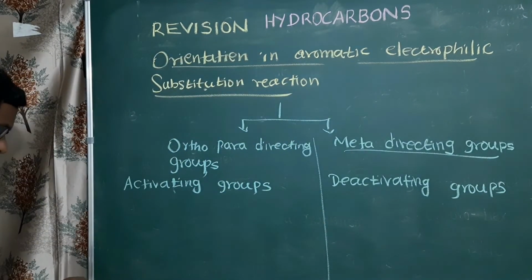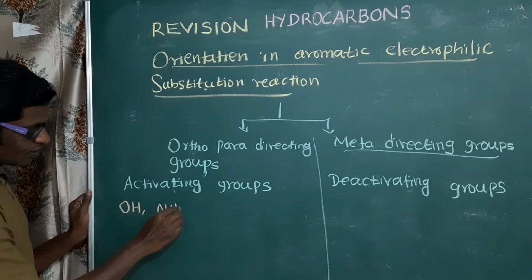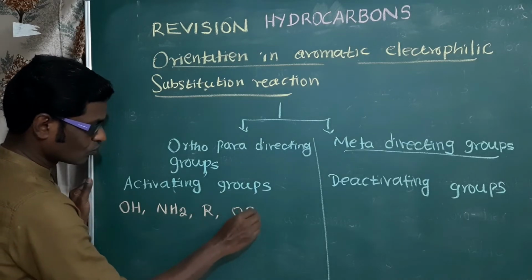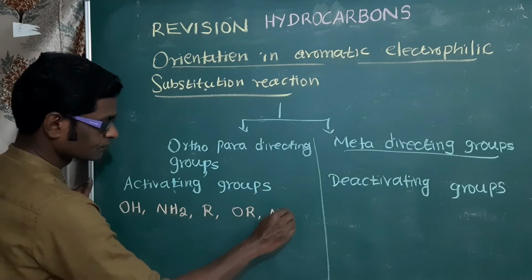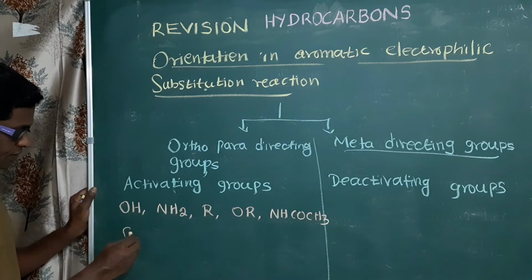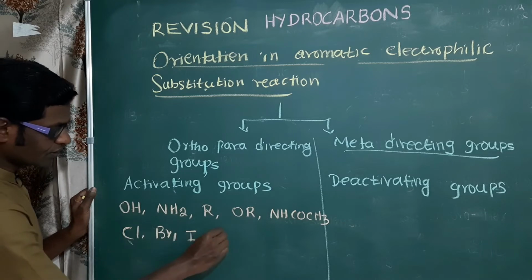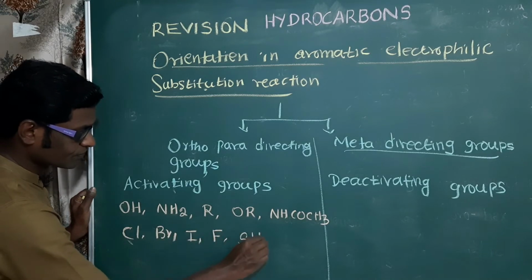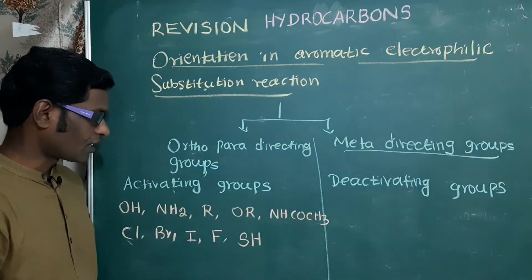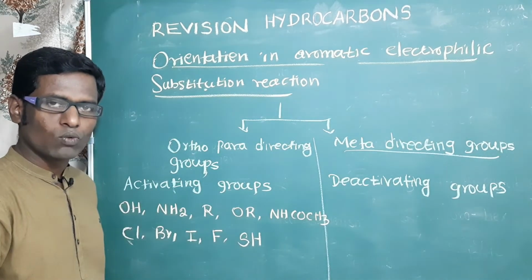Examples of ortho-para directing groups: hydroxide, NH2, all the alkyl groups R, OR, NHCOCH3, halogens, chlorine, bromine, iodine, even fluorine also, SH. These groups increase the electron density in ortho and para positions, so they are called activating groups or else ortho-para orienting groups.